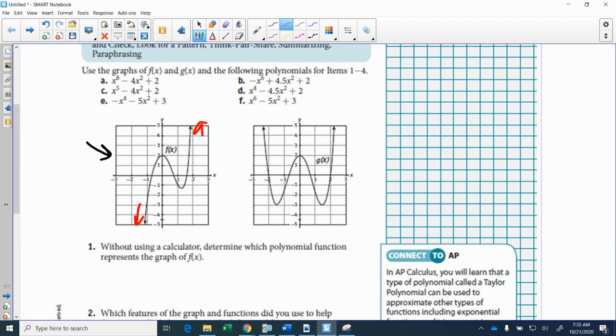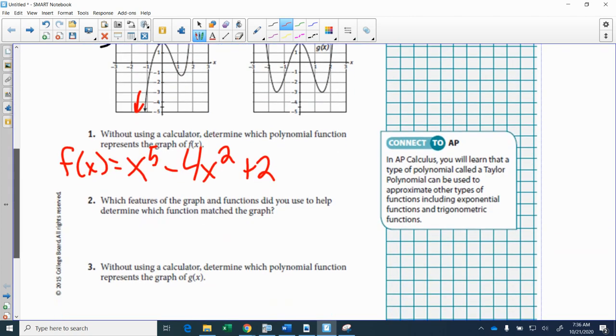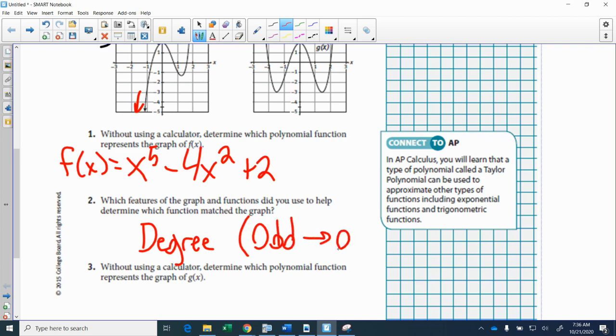When I look through A through F up there, there's only one odd degree function, and it's letter C. So just by knowing that small fact, I can pretty much assume this has to be x to the fifth minus 4x squared plus 2. In other words, f of x has to be this equation. And when it asks what features you used to find this graph, really all I did was use the degree, because odd degree functions must have opposite end behavior.